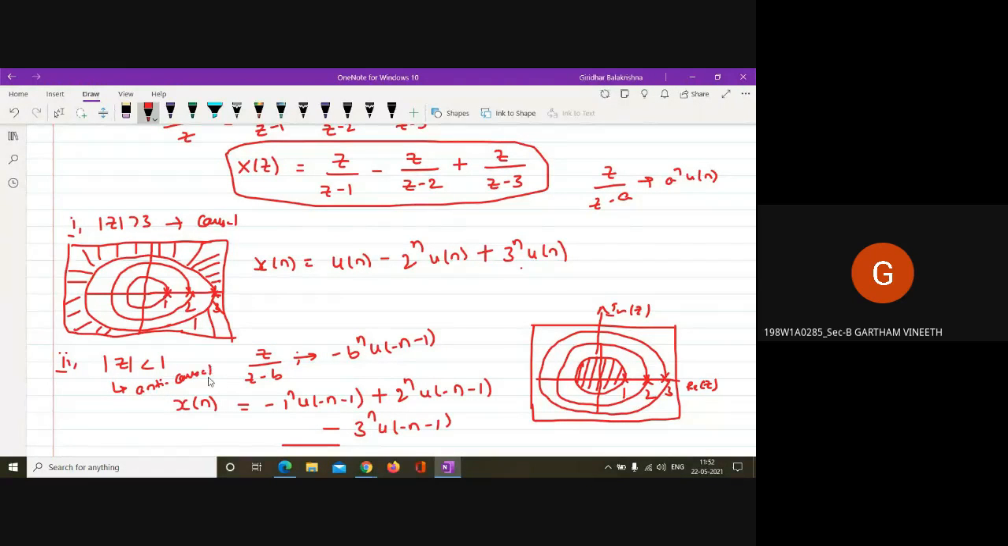Anti-causal system. For anti-causal, z by z minus b has the inverse minus b power n into u of minus n minus 1. This we need to apply. If it is causal, in the form of z by z minus a, then its inverse z transform is a power n into u of n. Is this clear? Yes, sir. Okay, note down this one.